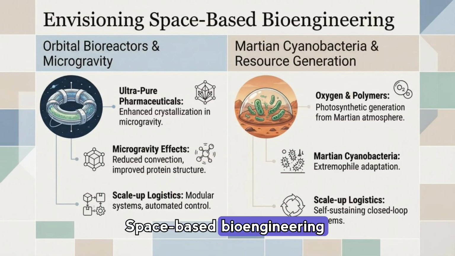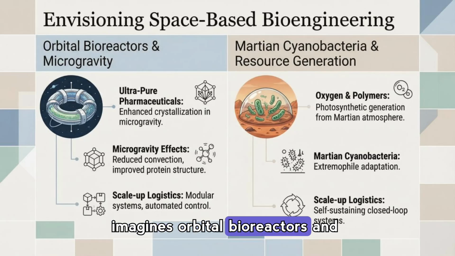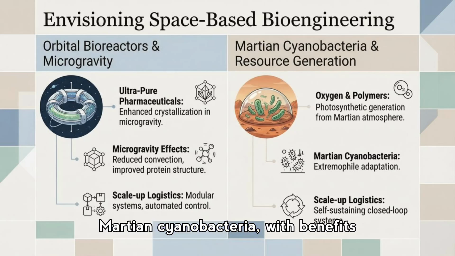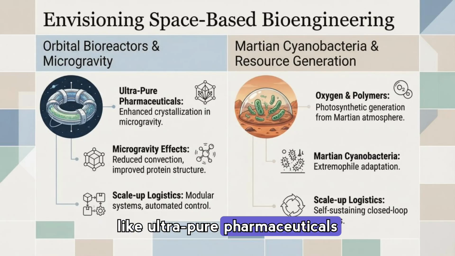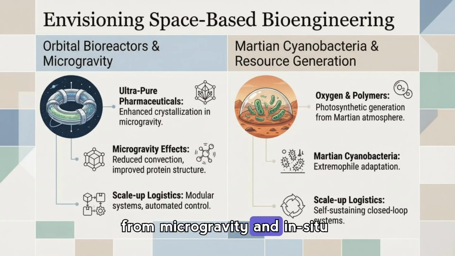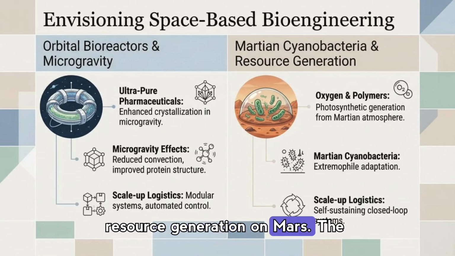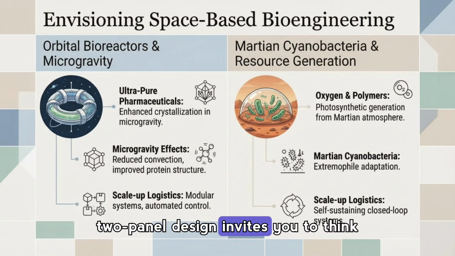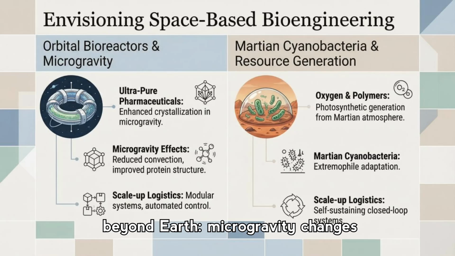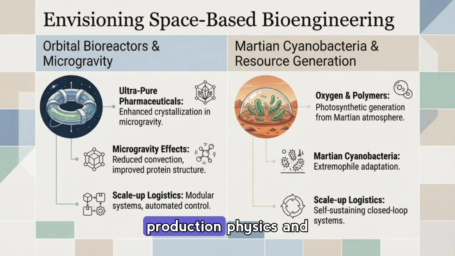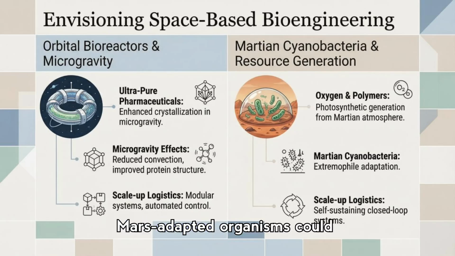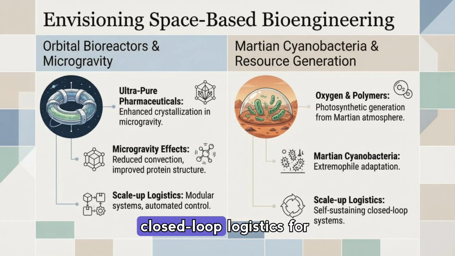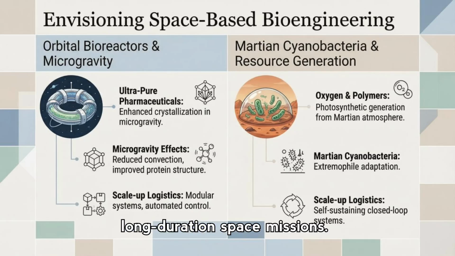Space-based bioengineering imagines orbital bioreactors and Martian cyanobacteria, with benefits like ultra-pure pharmaceuticals from microgravity and in-situ resource generation on Mars. The two-panel design invites you to think beyond Earth. Microgravity changes production, physics, and Mars. Adapted organisms could support oxygen, polymers, and closed-loop logistics for long-duration space missions.